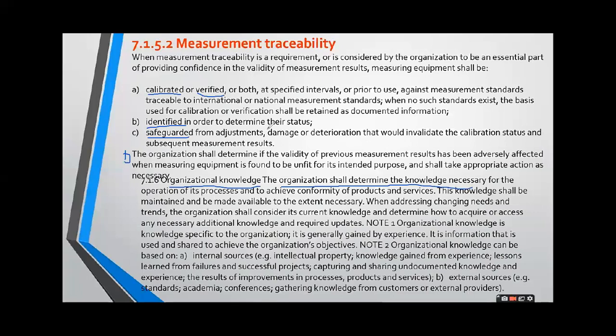Determining the knowledge which is necessary means that you have to identify the specific knowledge needed for each process to function and ensure product or service conformity. Consider the knowledge related to materials, techniques, regulations, and customer needs. The second part is to maintain and make it available. You have to ensure that the identified knowledge is documented, stored, and easily accessible to relevant personnel. This could include detailed material, process documentation, operating procedures, and other forms of knowledge capture.